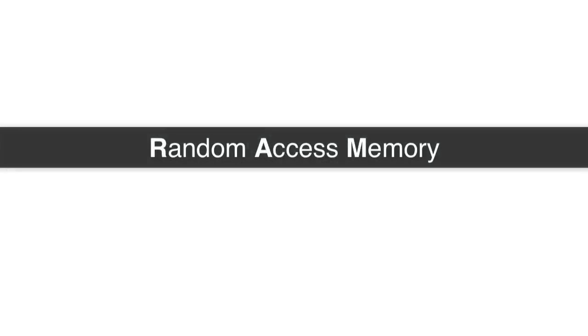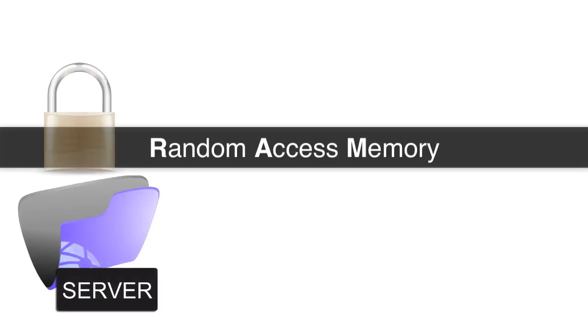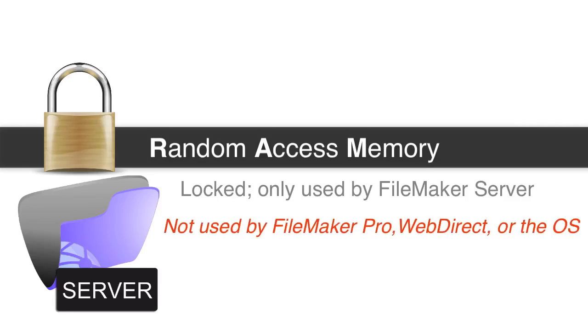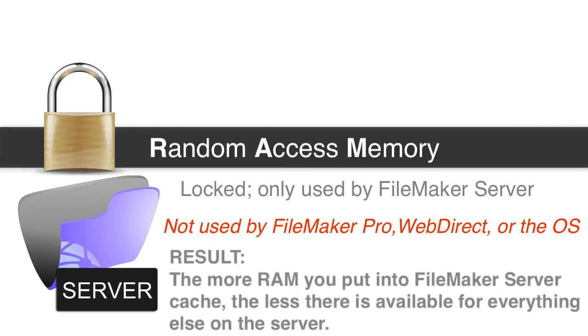This is random access memory that FileMaker Server is locking up to be used only by it. If it's only used by it, it can't be used by anything else. It's not being used by FileMaker, it's not being used by WebDirect, it certainly isn't accessible to the operating system. And the net result is that the more RAM you put into FileMaker Server cache, the less there is available for everything else on the machine. And that's why it's really important, and frankly it's the only dynamic adjustment you've got running FileMaker Server.